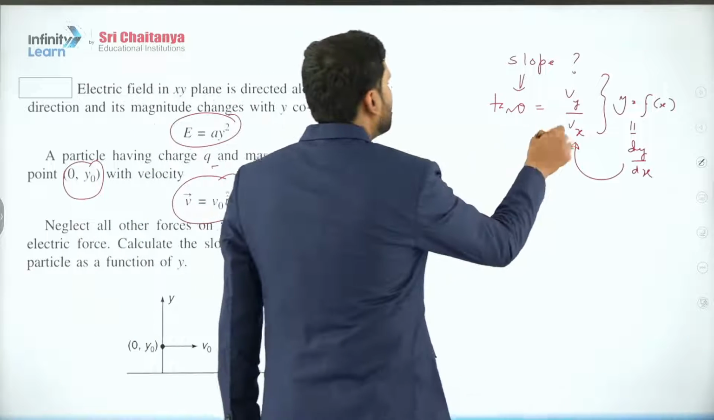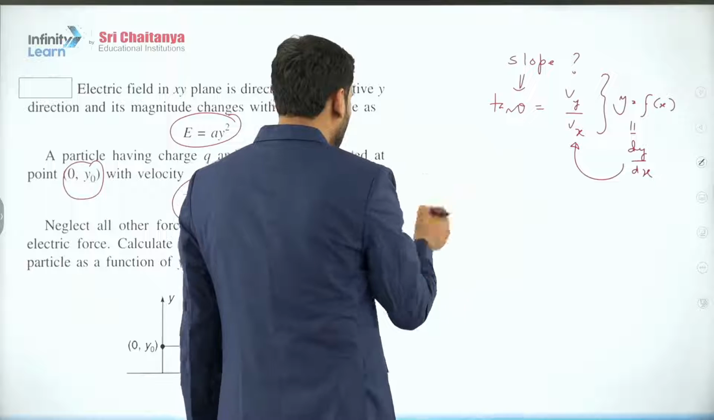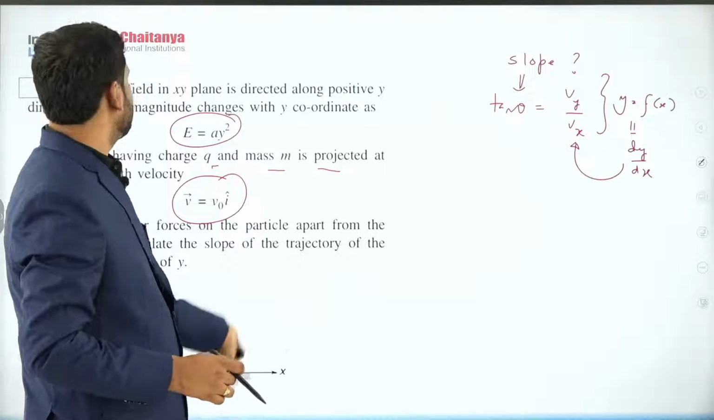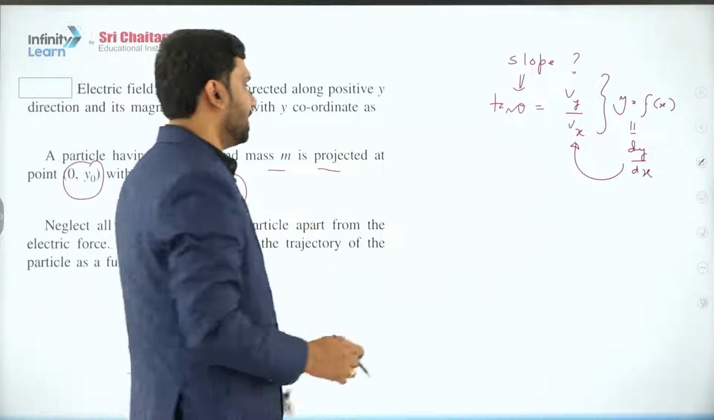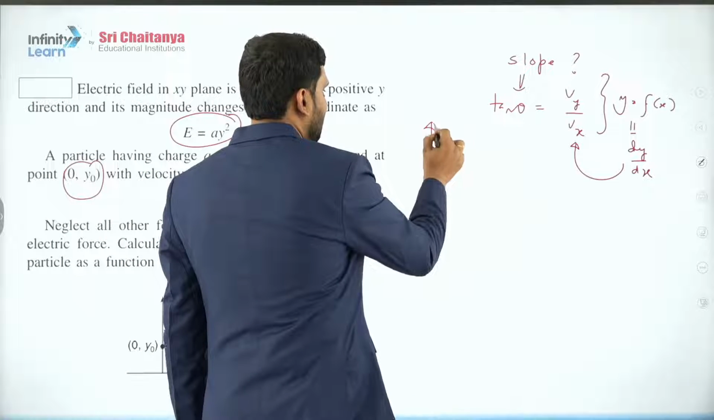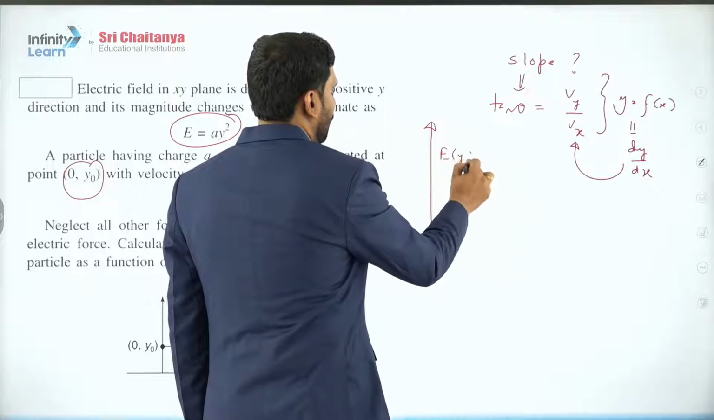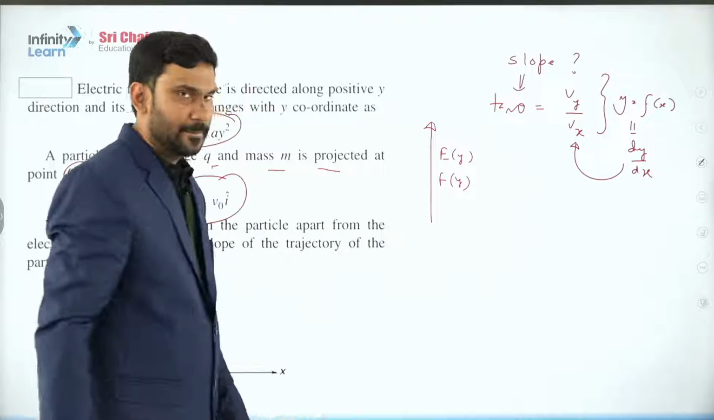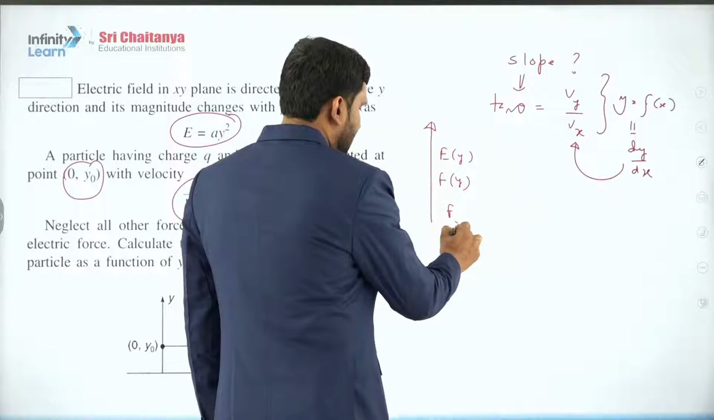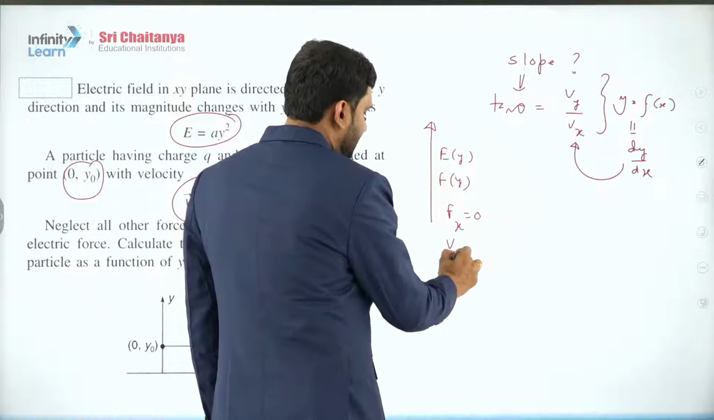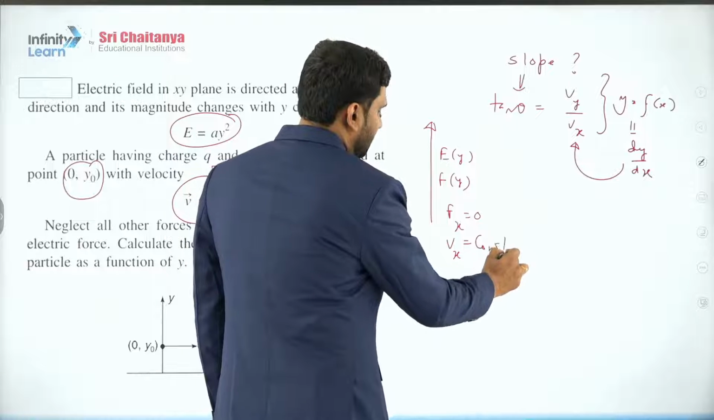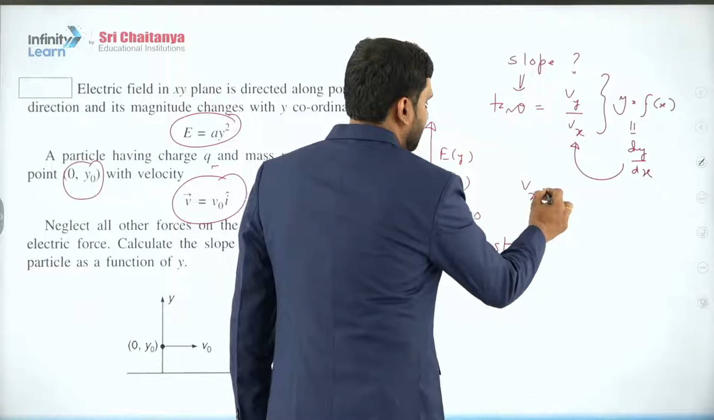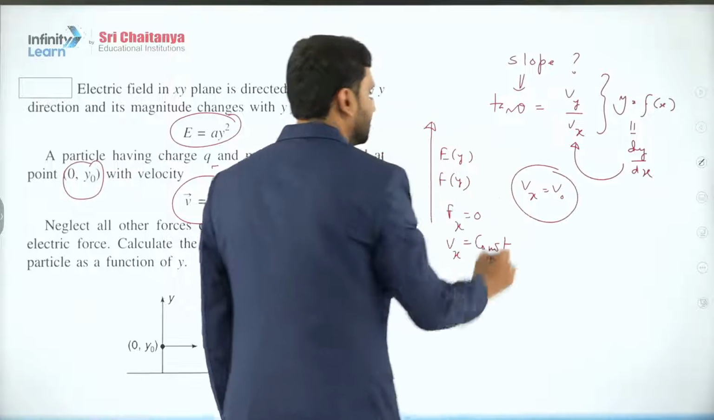Which quantity do you know? We know that the electric field, they are saying, is along the positive y direction. So that means E is a function of y and it is along y. So force is also a function of y and it will act along y. So Fx is equal to 0. If that is the case, Vx is going to remain constant. So Vx is equal to V naught. That is known to us.